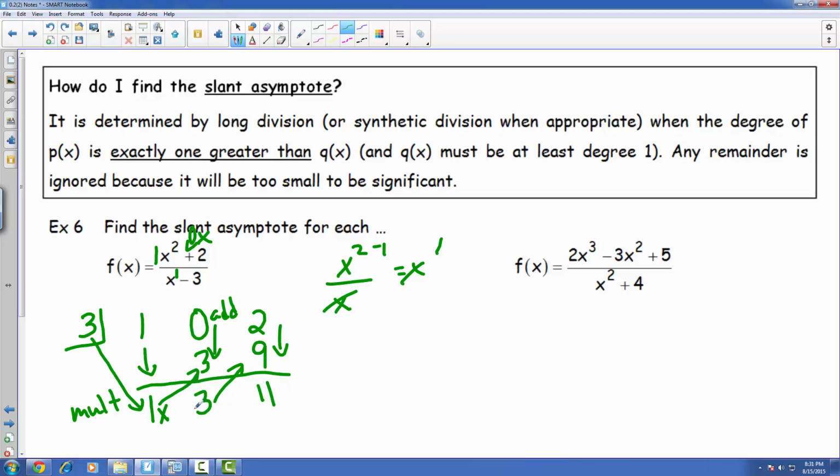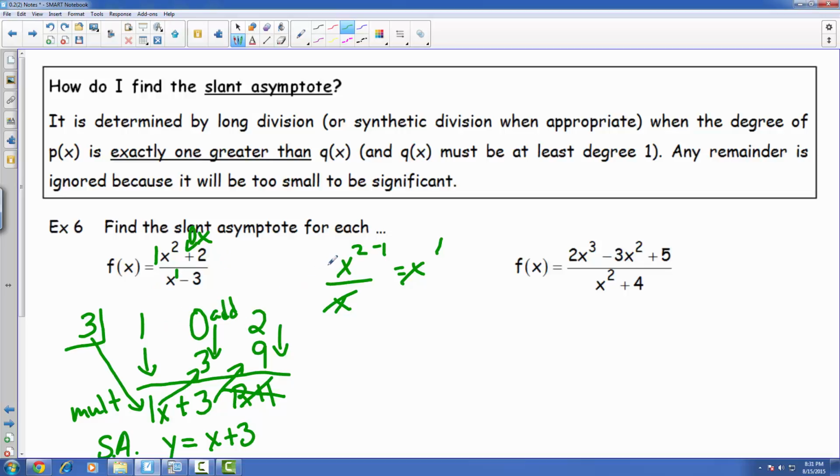Alright. Now this 3 happens to just be our constant, and it is in fact a positive 3, because there's no negative in front of the 3. This 11, on the other hand, happens to come out to be our remainder. But again, we don't really care too much about the remainder. So as a result, our slant asymptote just comes out to be y is equal to x plus 3. So that is our slant asymptote for this first rational function.